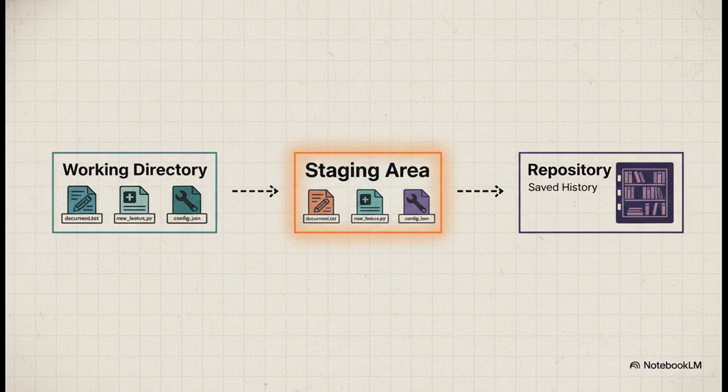Now, here's where it gets really interesting. Git doesn't just save everything all at once. It has this cool two-step process. Before you save anything for good, you put it in a sort of middle ground, a staging area. And this gives you incredible control over exactly what you save and when you save it.